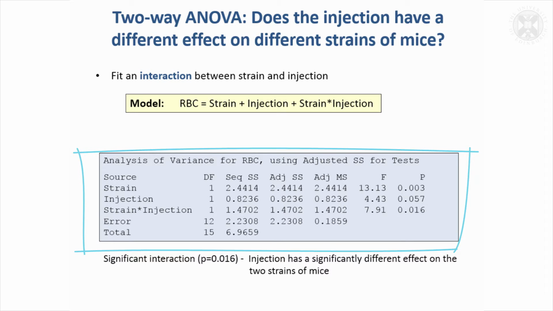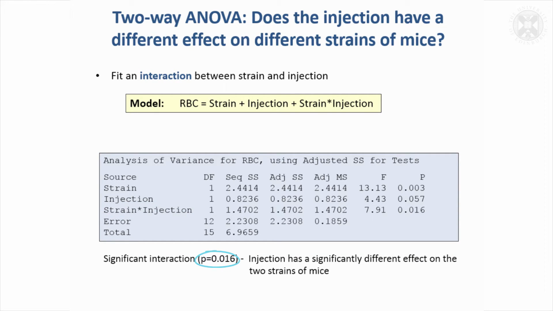And the main difference is we've now got a 3rd row added in to address that interaction. And we find a significant p-value. This p-value is less than 0.05. So this has shown us that the injection does have a significantly different effect on the 2 strains of mice. So that's actually a very interesting finding for this study.